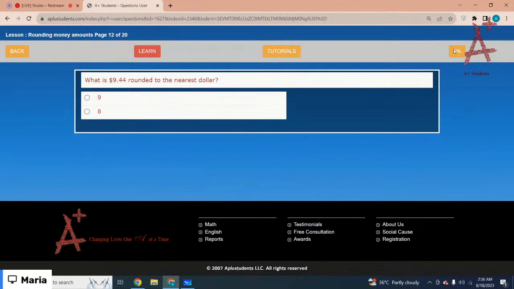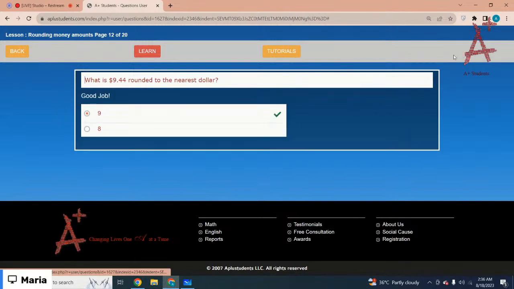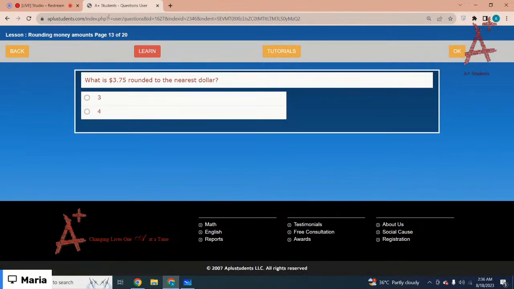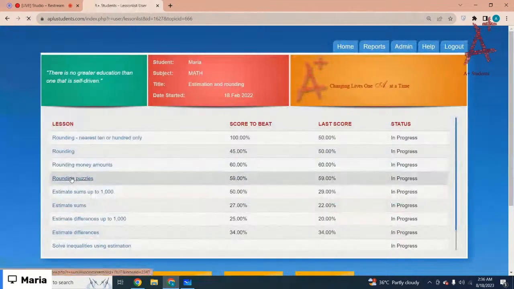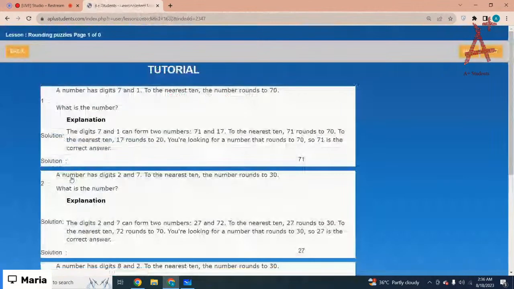9.44 is rounded to 9. The correct option is 9. Okay, you can complete the lesson by yourself later today. We are going to start with the next lesson, that is rounding puzzles. Let's just start with the next one.